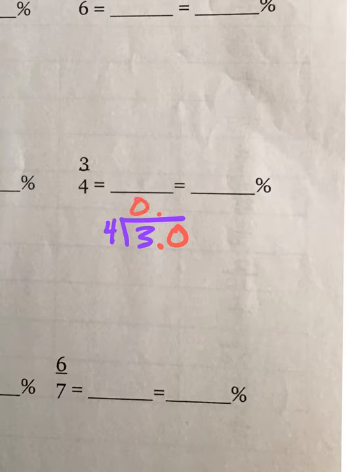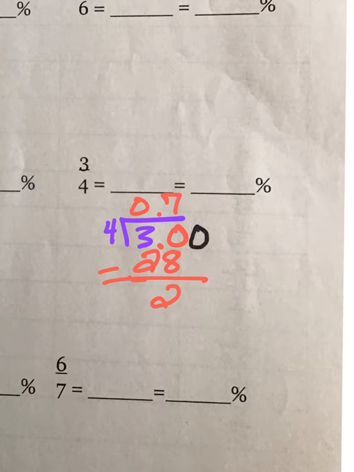If I have 30/10 and I want to put it into 4 groups, the largest amount I could have in each group would be 7/10. 7 times 4 is 28. When I subtract, I get 2. It did not come out evenly, so I'm going to add a second 0. Now I can bring that 0 down.